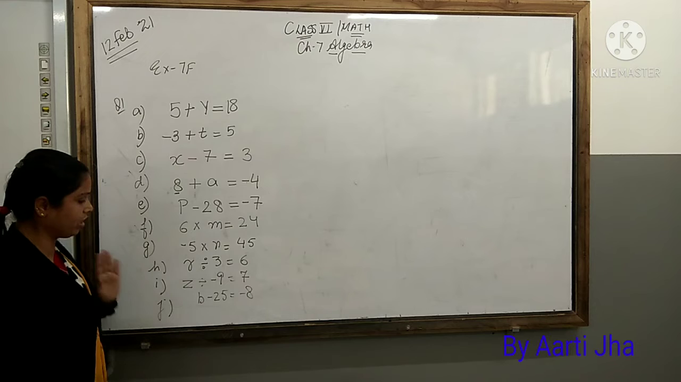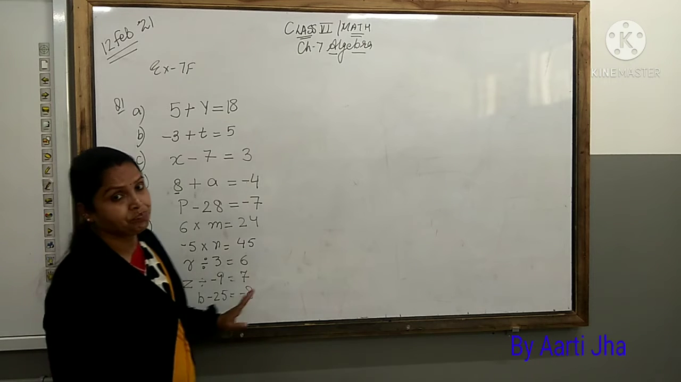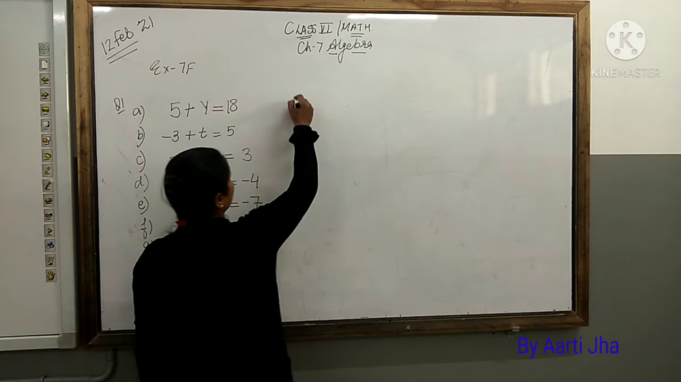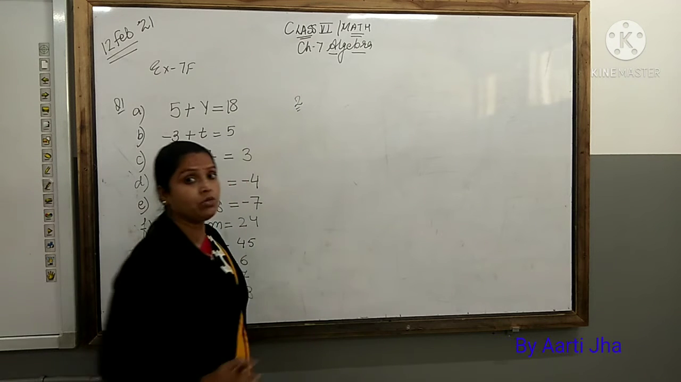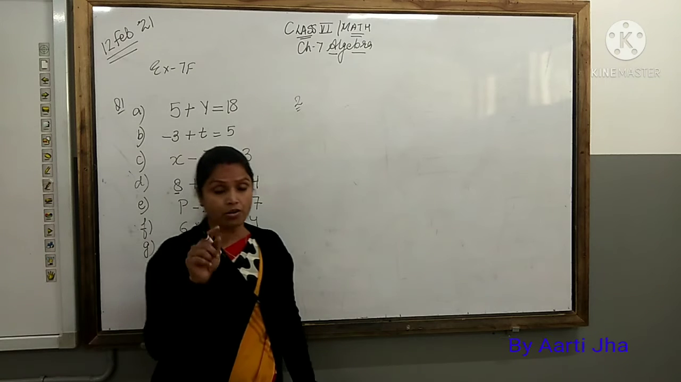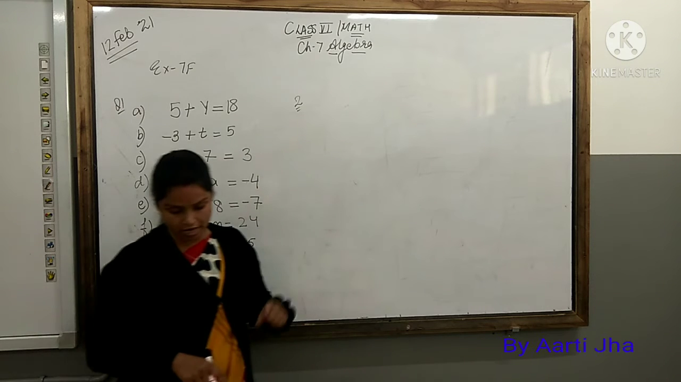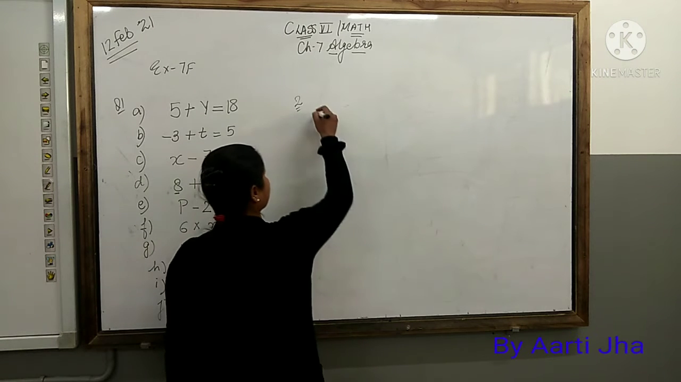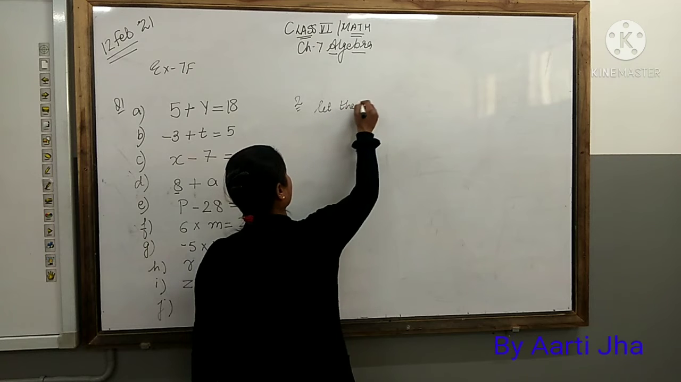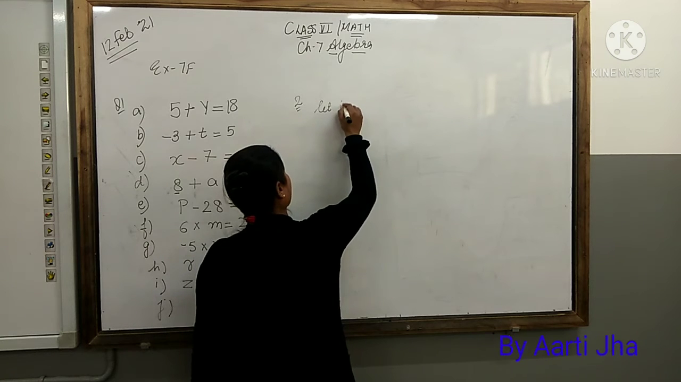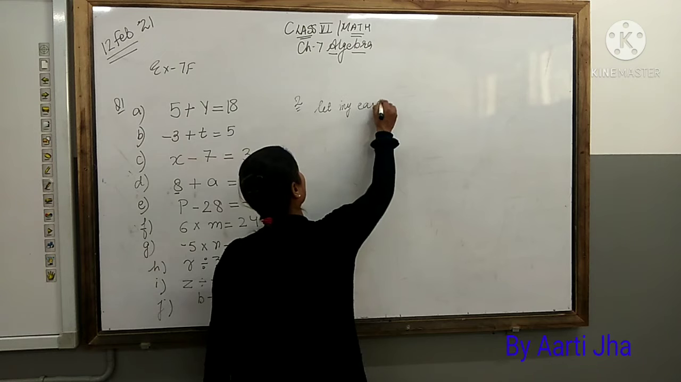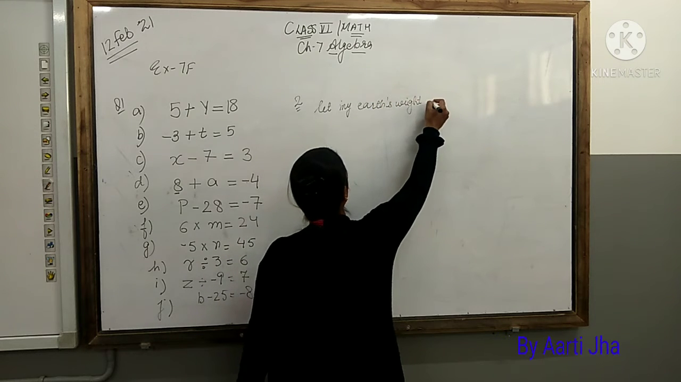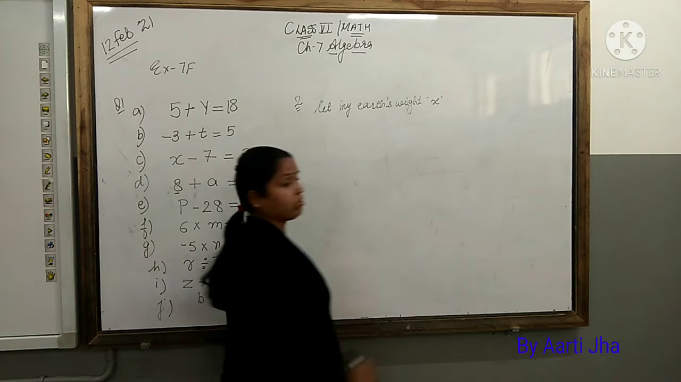Now here I have made all the equations till J part. You are going to solve it and find the values of the variables. Now question number 2. Question 2 says, your weight on the moon is 1/6 of your weight on the earth. Let my weight on earth be x. I don't know the value of my weight on earth.